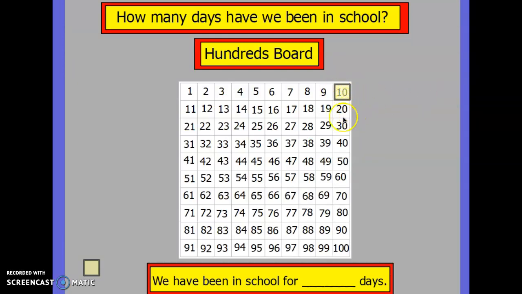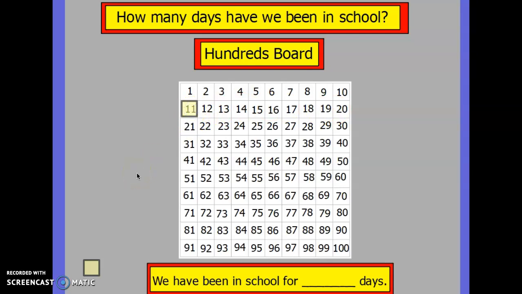Now on my hundreds chart, I'm not really sure where to go to get to 11. Do I go down? Do I go back? No. When we're jumping to the next row in our hundreds chart, we go down a row and go all the way back to the left. So we kind of have to go down and then jump back when we're moving around in our hundreds chart.